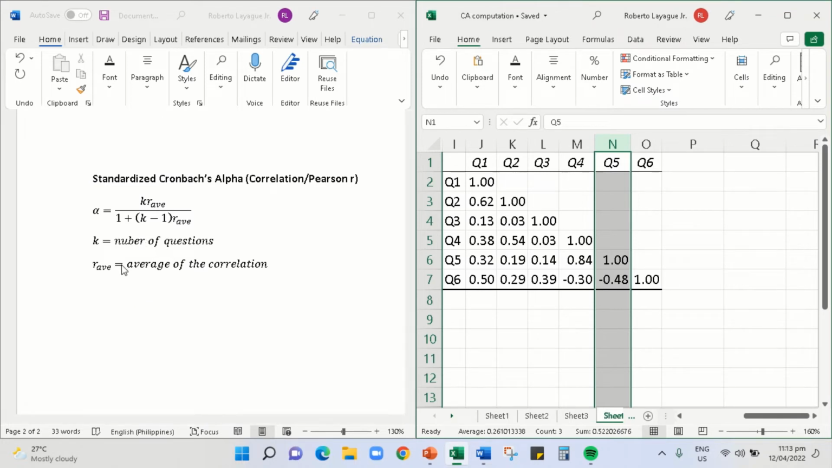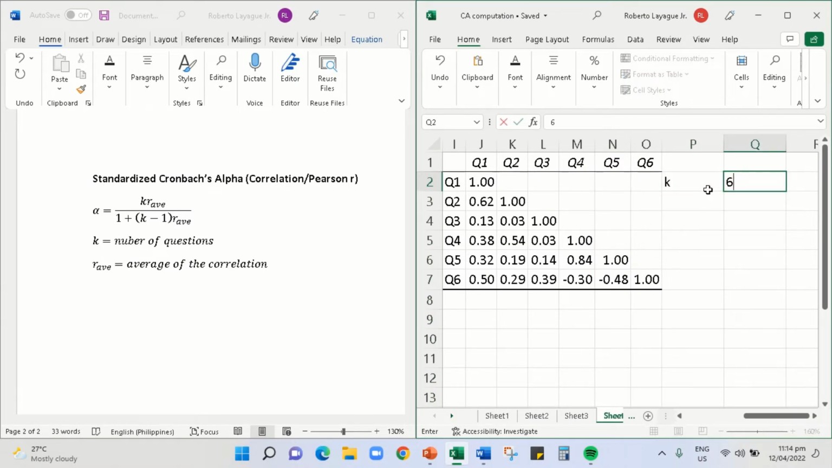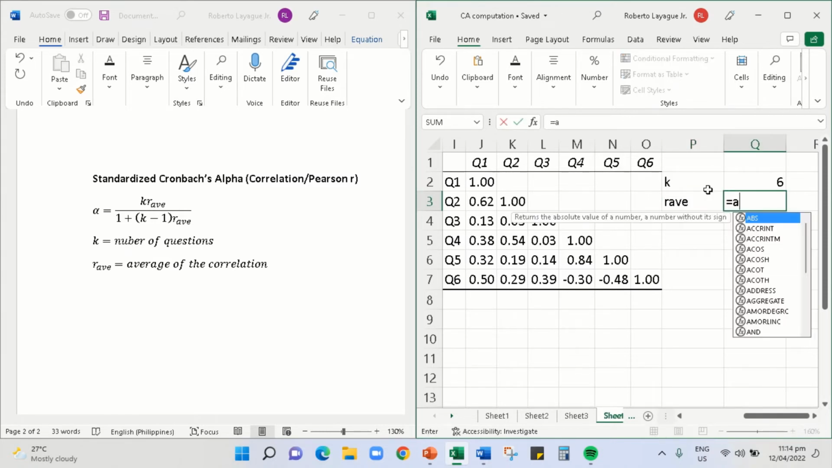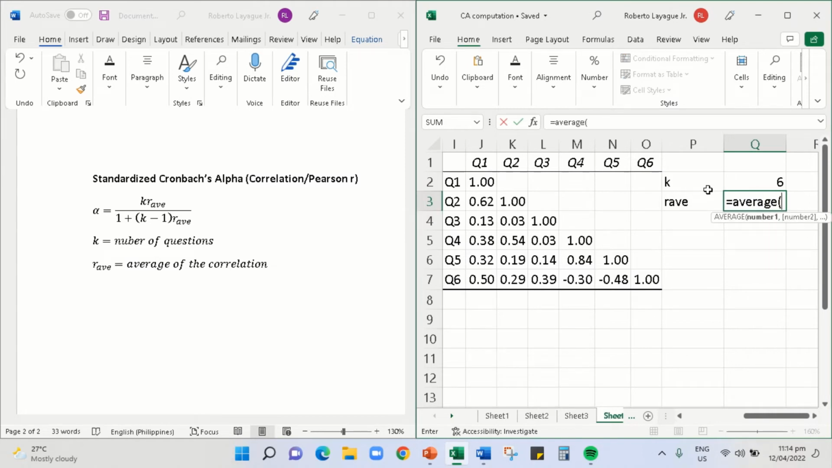So let's look at now. The k is the number of questions, so we have 6 again. So we can put it here. K is 6, right? And then k minus 1 is 5. Then our AVE, or r-bar, I'm saying, is the average of the correlation. So let's get down the average. Average of the correlation, starting from this one, from 6 to, comma. You're not going to include the 1 because that's the correlation of itself. So I'm not including that.